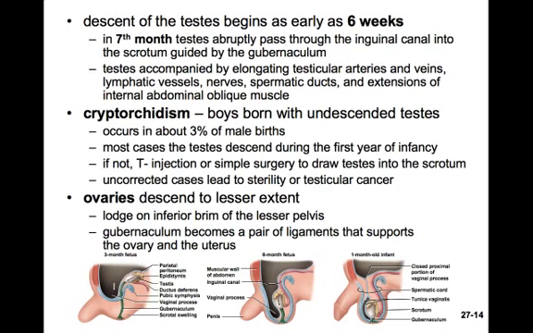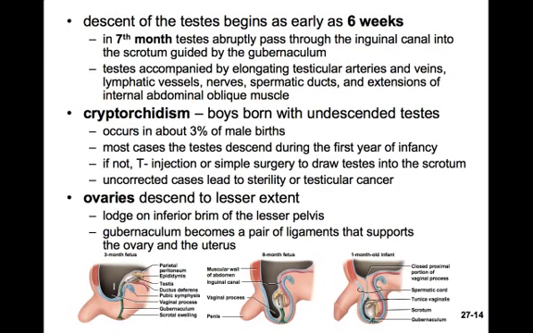Cryptorchidism is a condition where boys are born with undescended testes. It occurs about 3% of the time. Most cases, the testes can descend during the first year of infancy. However, if they don't, an injection of testosterone can help them descend, or a simple surgery to literally draw the testes down into the scrotum. And it's really important to fix cryptorchidism because it can lead to sterility and testicular cancer simply because the testes are trapped inside the abdominal cavity and the temperature is simply too warm for them.